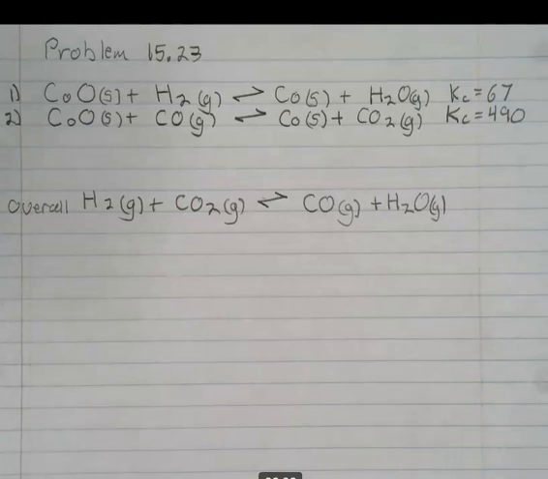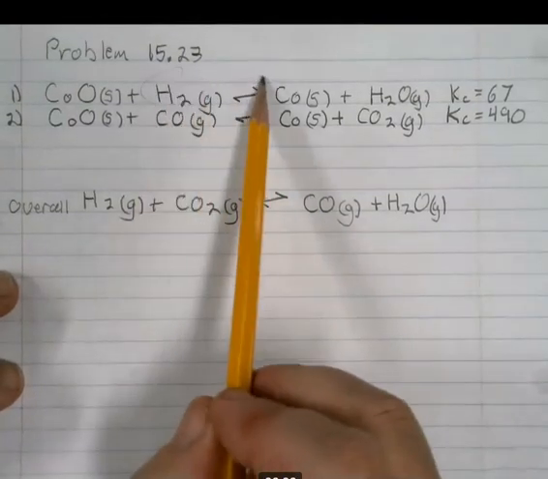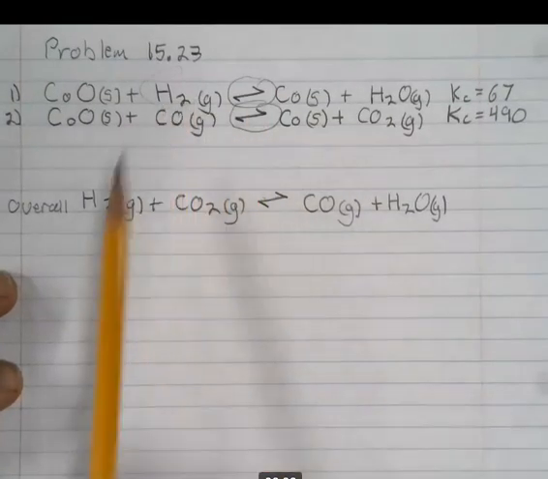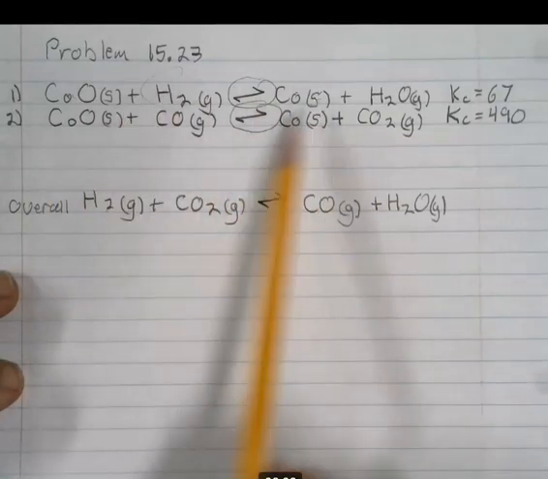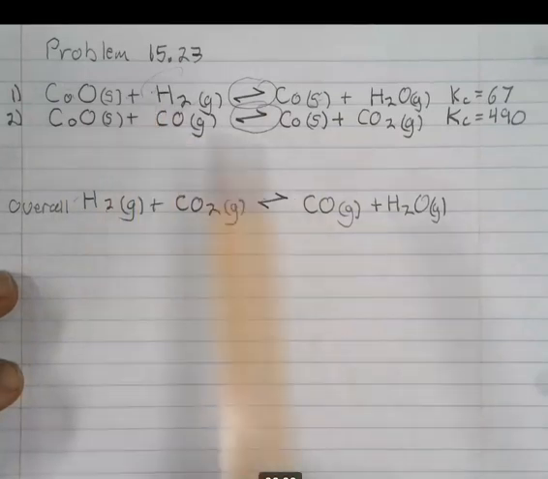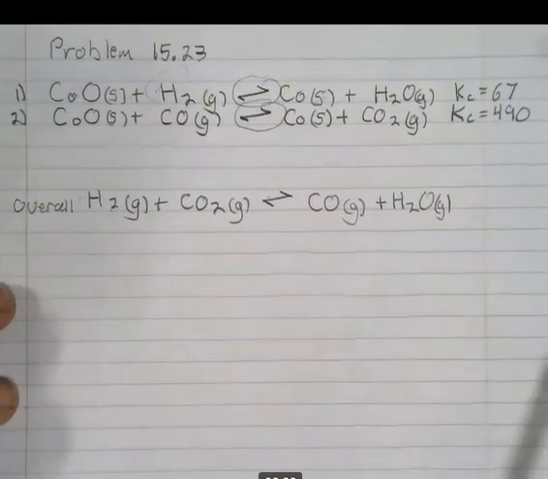Okay, so what do we have to do? Again, look for things that appear only once in these equations. H2 appears on the left, and it's on the left of the final equation. So we don't want to reverse this equation. And since the coefficients are the same, we don't want to multiply this through by any kind of a factor. So we're going to leave equation 1 as it is.